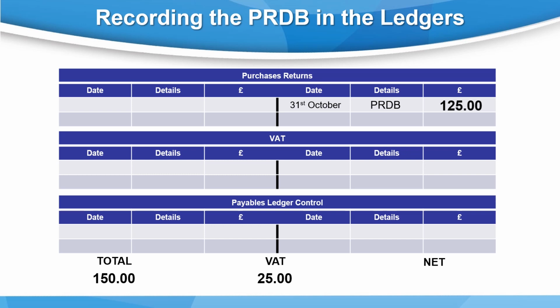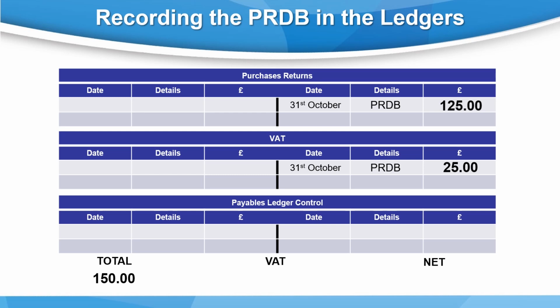Next, we'll post the VAT, and the figure for VAT is also entered as a credit, following the same side of the ledger as the purchases returns it relates to. So we'll enter the date and the details in the VAT account, and then the VAT figure itself.